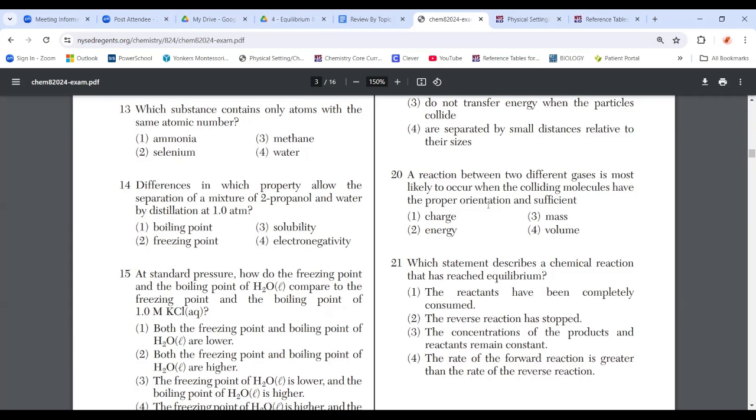So charge also doesn't have a whole lot to do with whether or not things are going to react. Charges are related to bonding. I could see why you guys get confused about this. Here's what I'm going to say to make this clearer.